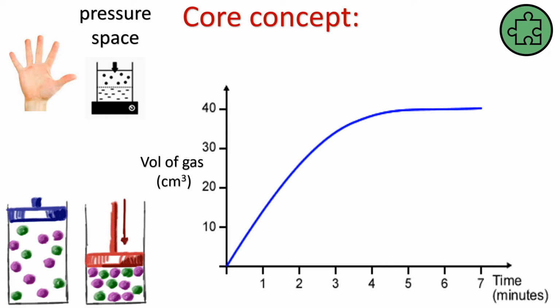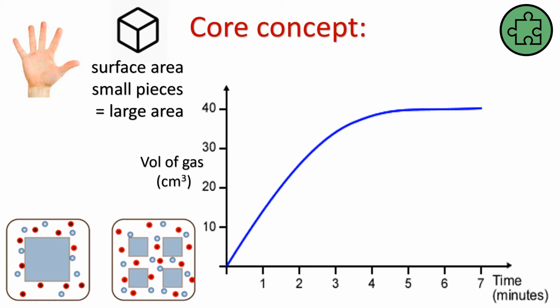For pressure, the key word is going to be space. If I make the space smaller, the particles are going to collide with each other and with the outside of the container more often, more frequent successful collisions. So less space is more pressure and less space is more collisions.